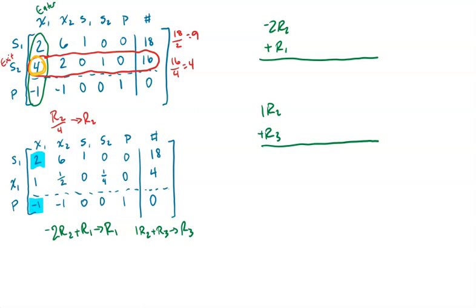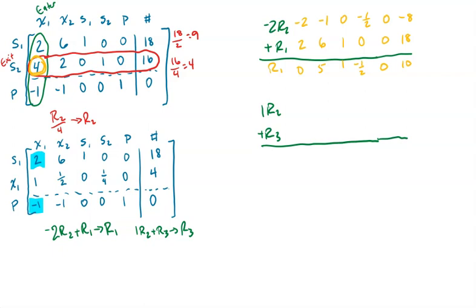So -2 times row 2, again, use your calculator for those fractions. It's going to be -2, -1, 0, -1/2, 0, -8. Row 1 exactly how it is, 2, 6, 1, 0, 0, 18. So if we add those up, it's 0, 5, 1, -1/2, 0, 10. And that's going to be our new row 1.